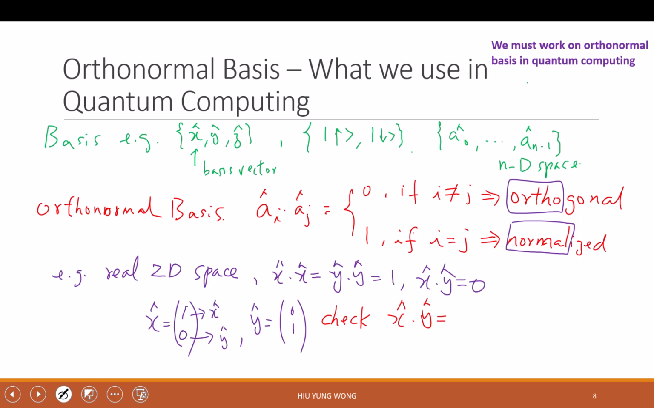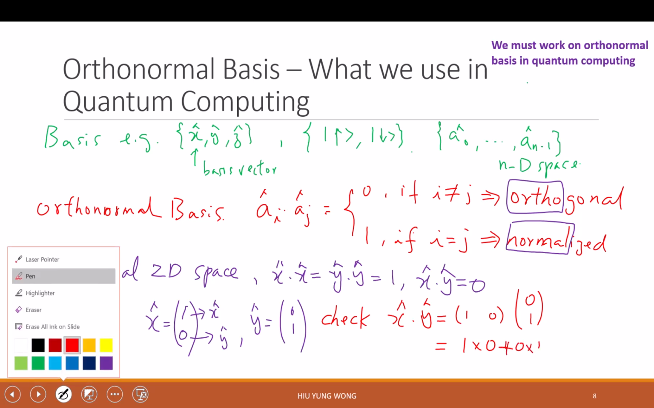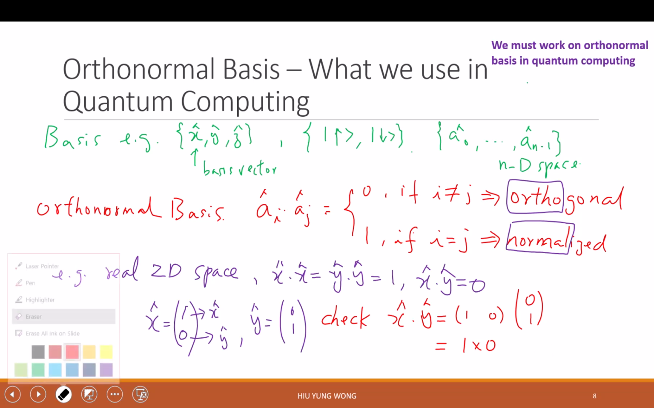You need to transpose, thank you, of x hat, 1, 0, and then multiply by 0, 1, which is equals to 1 times 0 plus 0 times 1. I deliberately write it in order, so I hope you can follow, make sure that you don't do the multiplication wrong, right? So they are normal to each other. Orthogonal to each other. Any questions?